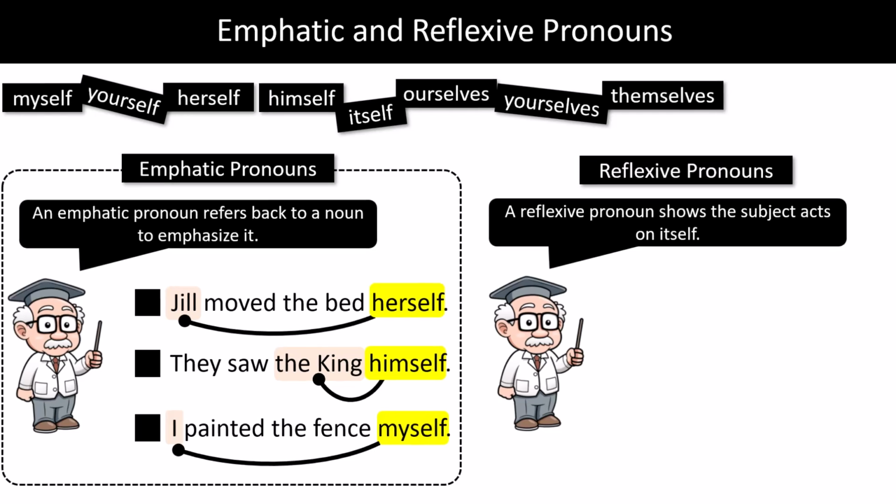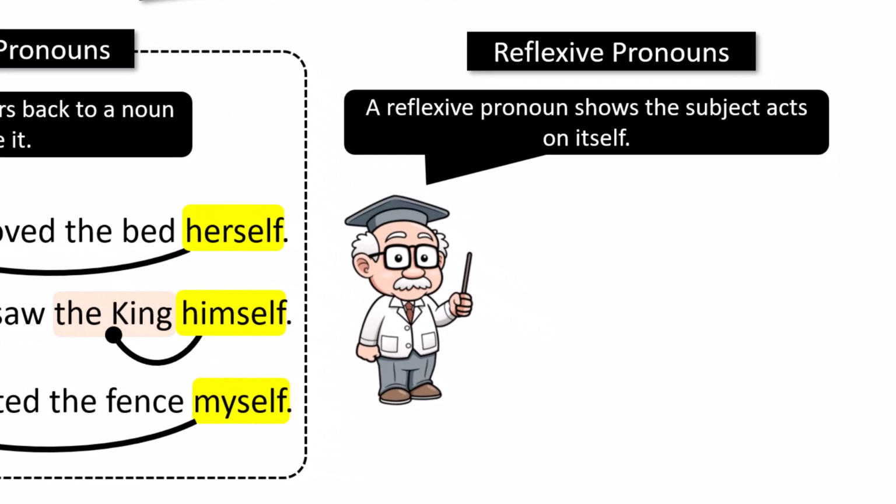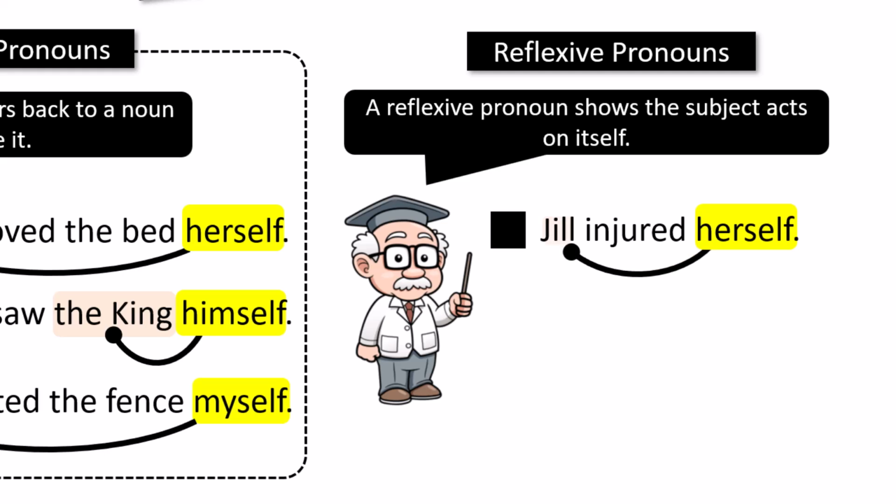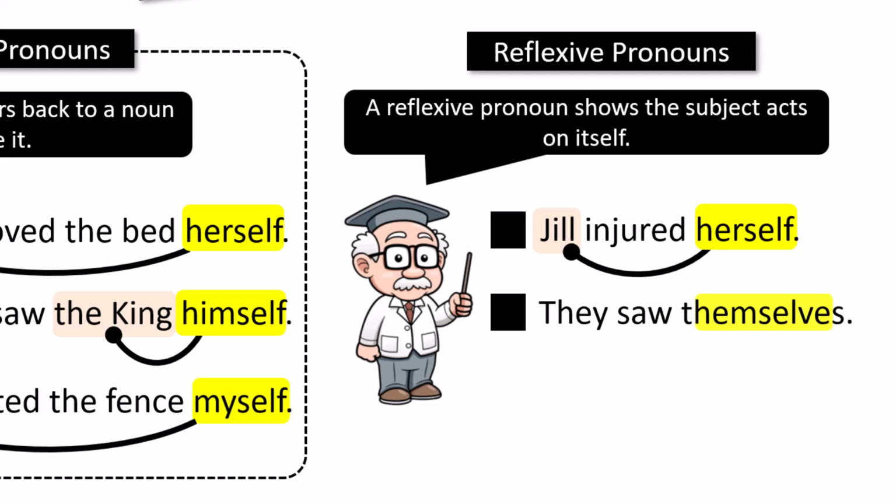So here is our teacher. A reflexive pronoun shows the subject acts on itself. Okay, let's put up an example, then look at that again. Jill injured herself. Here the reflexive pronoun herself shows that Jill acted on Jill. Jill injured Jill. Another example. They saw themselves. Themselves is a reflexive pronoun, and it shows that the subject acted on itself. In other words, they acted on themselves.